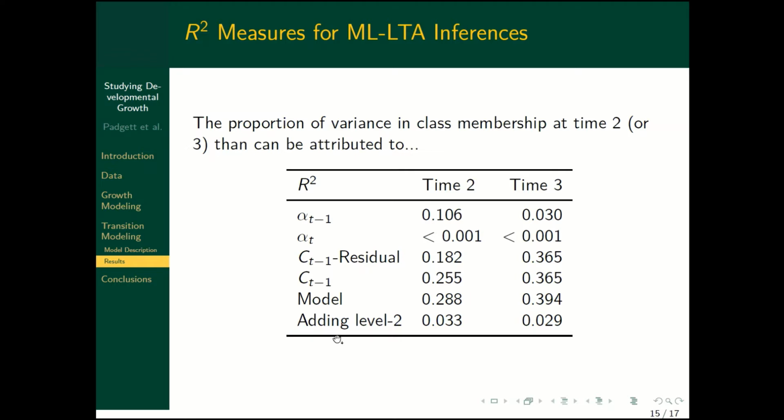Lastly, adding that family level, basically adding that random effect across families for different propensities for being in the different latent classes, accounted for about 3% at each time point. So that's pretty indicative that the family influence is constant over time.